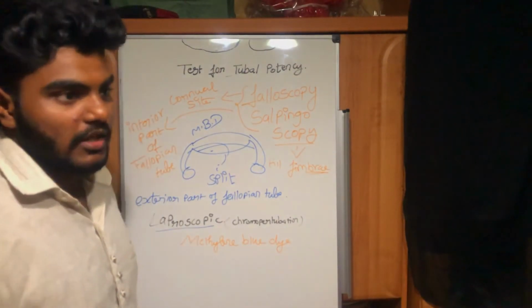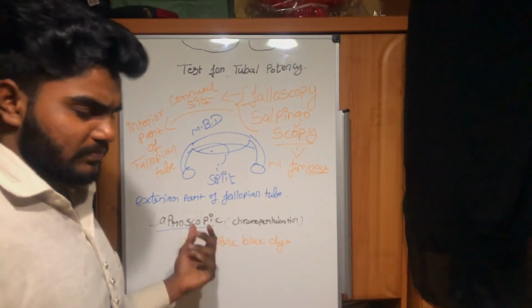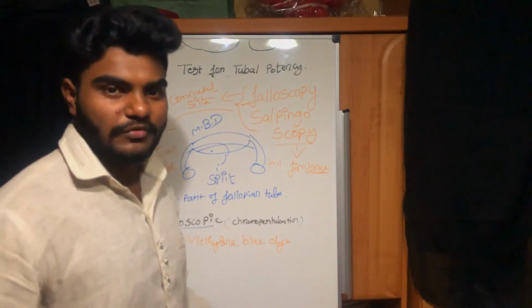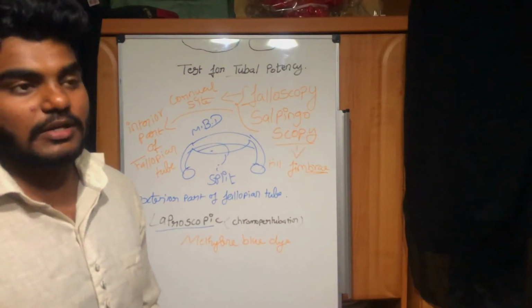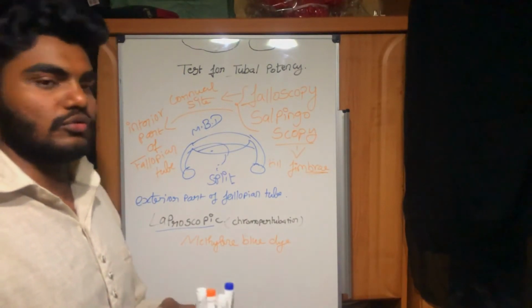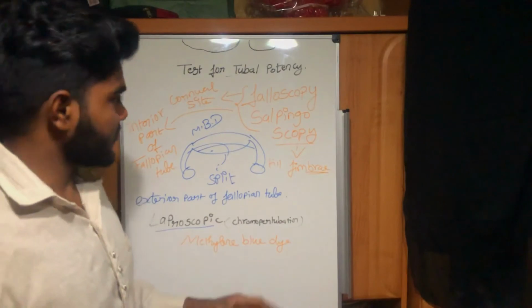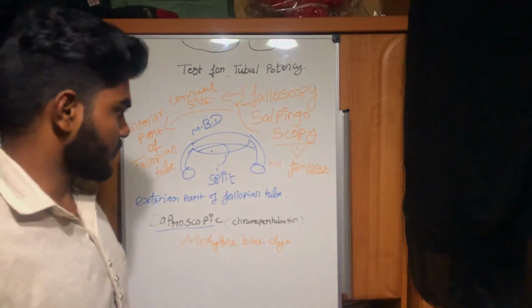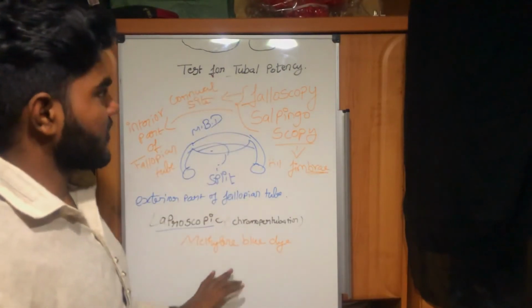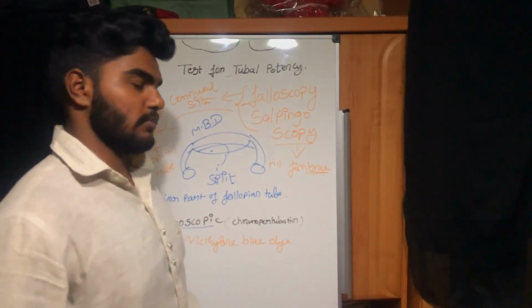So if the question is, like with laparoscopy, that you have found an abnormality in the interior part of the fallopian tube, which method helps to find out this condition, or what should you do for further diagnosis, you can choose falloscopy or salpingoscopy. So all these methods come under tubal patency.